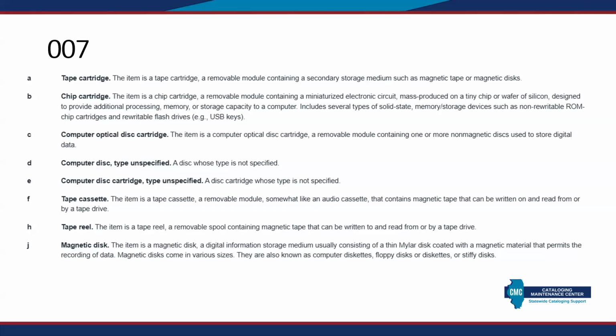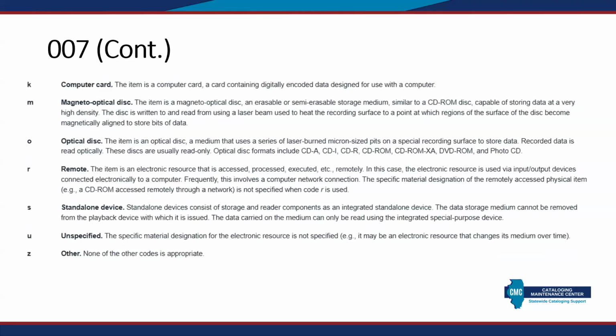You can see the first half of the 007 options here. I won't go through these individually as my examples don't really pertain to any of these. I just wanted to have you be aware of them. So let's take a look at the bottom half of the list. And here are the rest of the options. I'd like to point specifically to O for optical disk and R for remote for the purposes of this presentation.